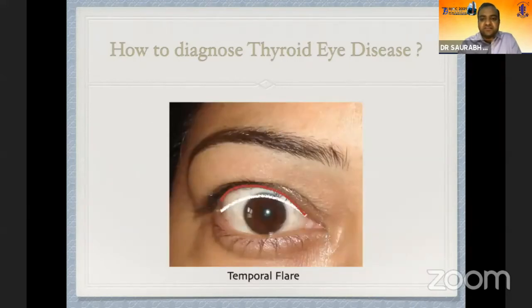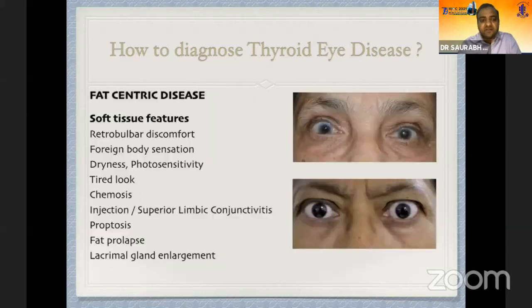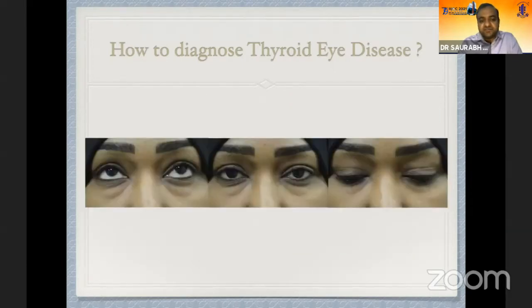Now, temporal flare is a classic presentation of thyroid eye disease, which is because of the strong lateral horn of the levator muscle, which pulls the lid more temporally. That is why it is called temporal flare. Other manifestations of the fat-centric disease are proptosis, fat prolapse in the lower eyelid, retrobulbar discomfort, foreign body sensation, chemosis, superior limbic conjunctivitis, and lacrimal gland enlargement.